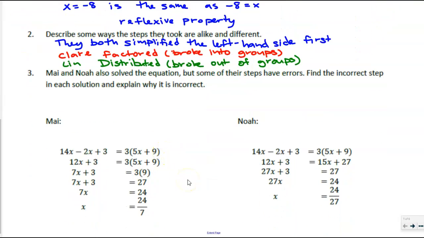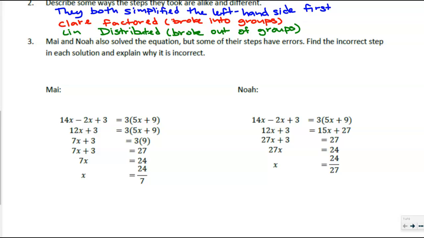Mai and Noah also solved the exact same equation, but they made some mistakes. So find the mistakes and explain why it is incorrect. Pause the recording as you take a look at Mai and Noah's work. As I go through this step by step, I can see that Mai took the same first step as everyone else. 14x minus 2x combines to 12x. So again, a great first step, we combined our x tiles.